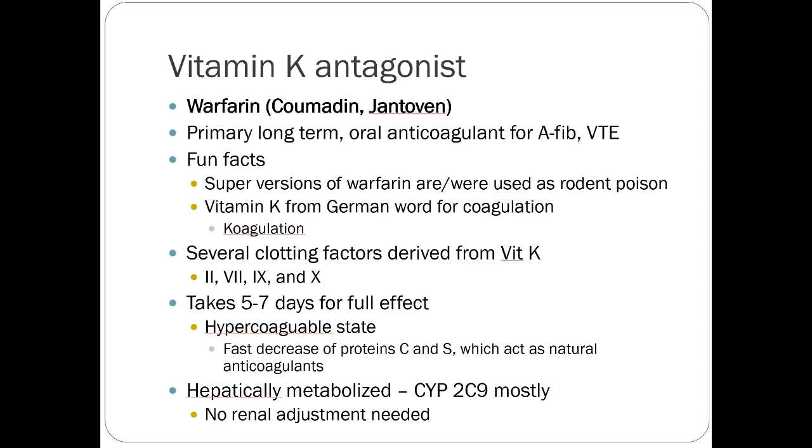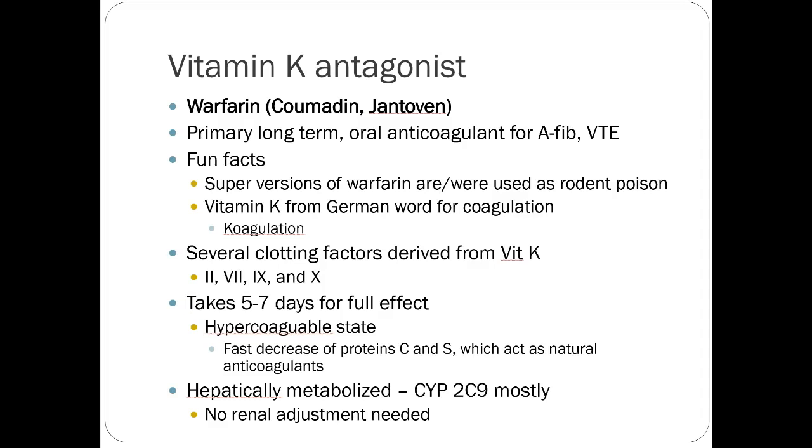Okay, so vitamin K comes from the German word for coagulation, which is coagulation with a K. There you go. Several clotting factors are derived from vitamin K. So the way that these work is they inhibit the synthesis of these clotting factors by inhibiting a couple of processes within the liver. So you have 2, 7, 9, and 10. So again, we've got our 2 and 10 that are the ones we care about the most. Again, I just said this already, but 5 to 7 days for full effect. The other thing that vitamin K produces are a couple things called protein C and S, which are kind of a natural anticoagulant within the body.